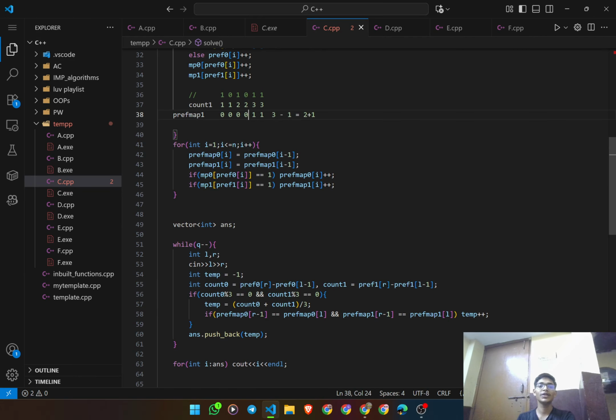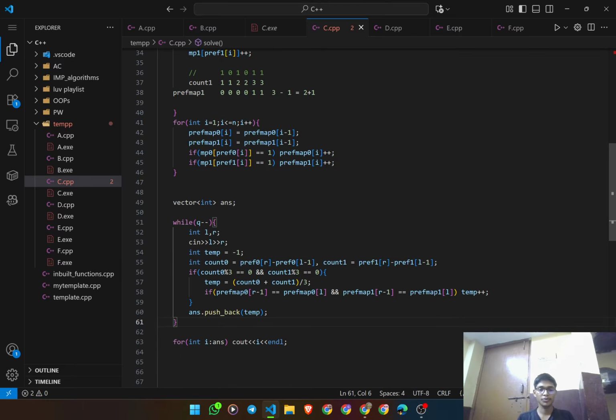If this and this are equal, and this is for the 1, this is for the 0 and this is for the 1, then for both of them, if that condition is satisfied, we have to increase it by only 1. And we have to push back, or we can see out here also. And that's our solution for the C.